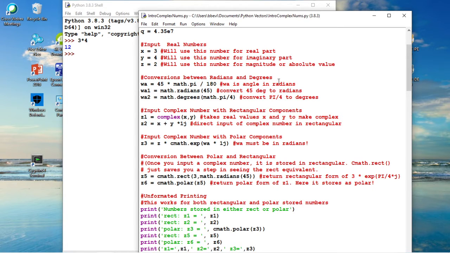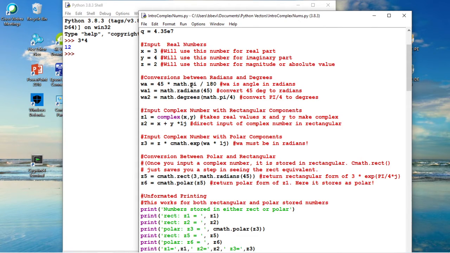Degrees are really useless unless you're a surveyor, but radians, from the very definition of what a radian is, make it a very, very useful measure of angle. So here, let's say you're given 45 degrees and you want to change it to radians. Well, here's your typical formula: you multiply it times pi over 180, and that gives you the answer in radians.